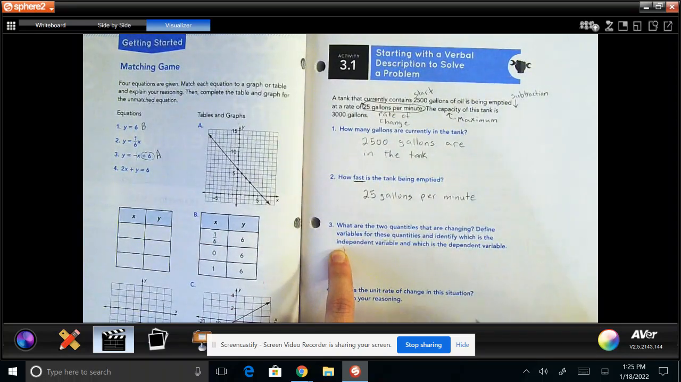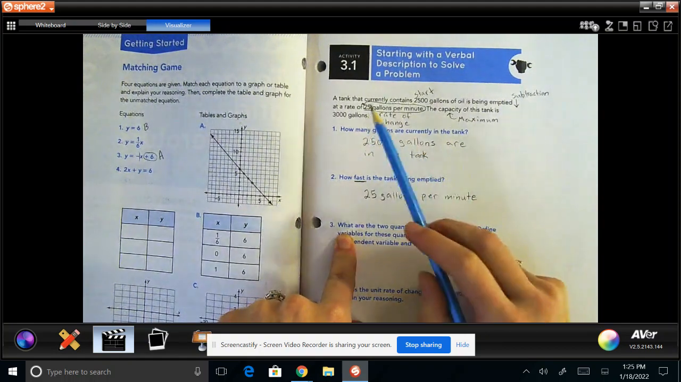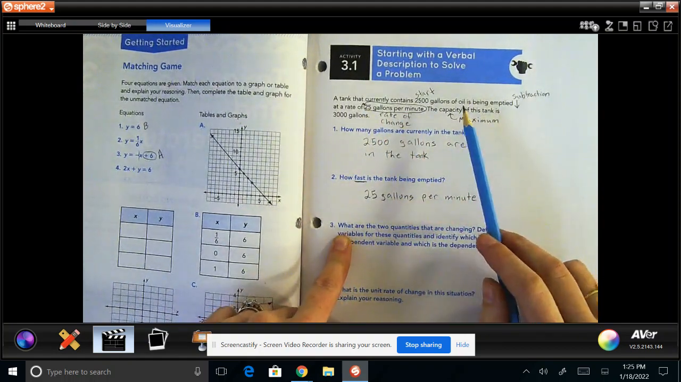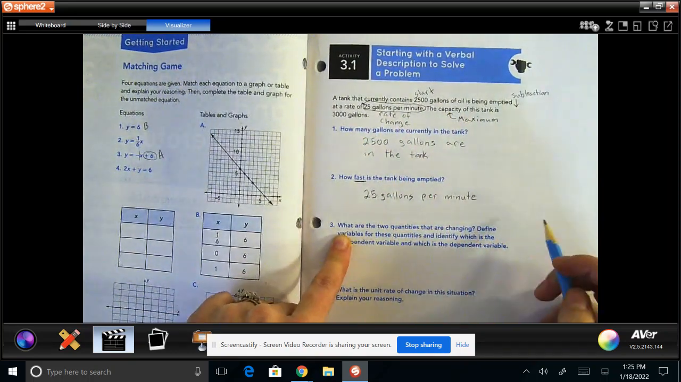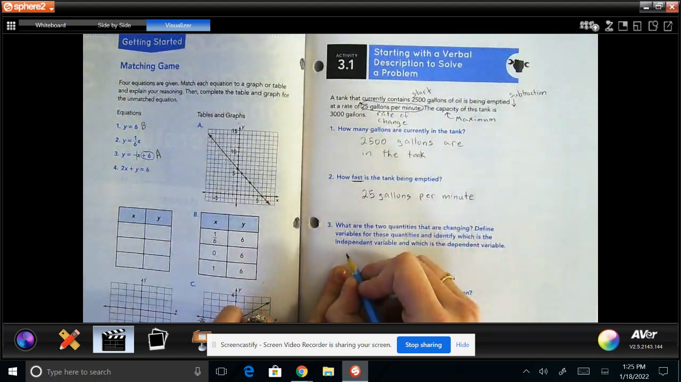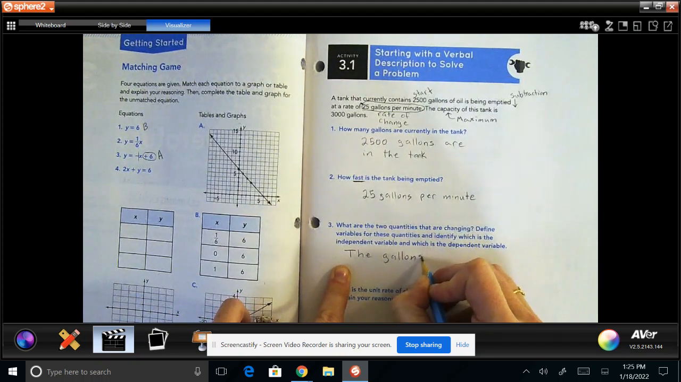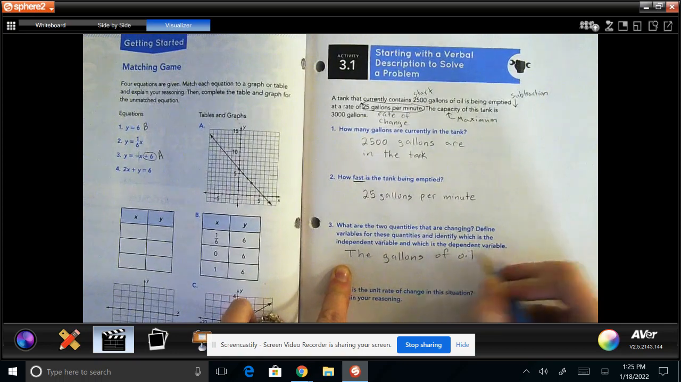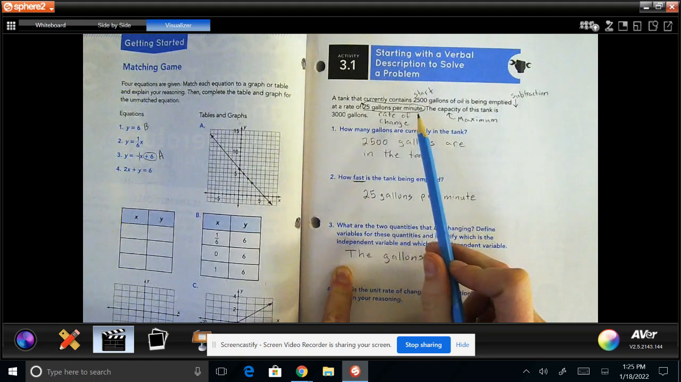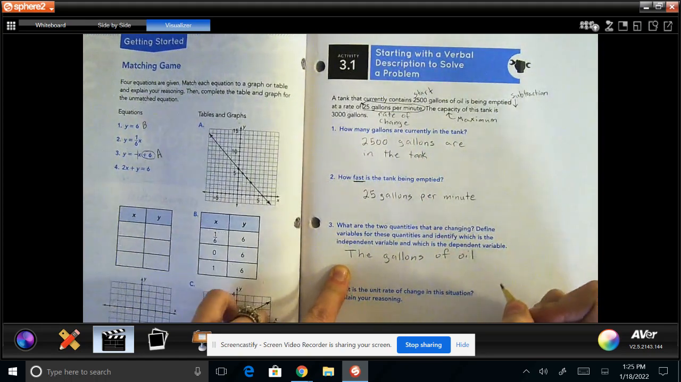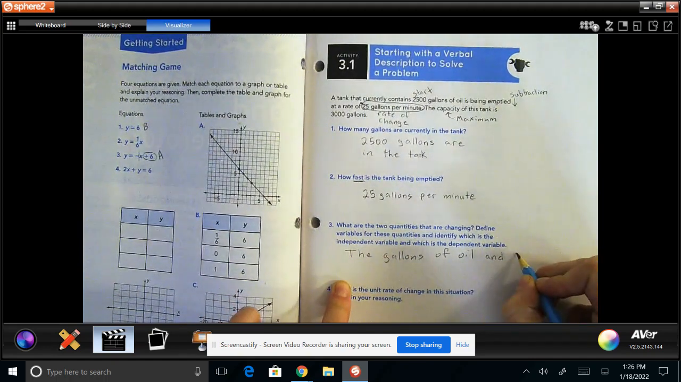Number 3, what are the two quantities that are changing? So the two things that are going to be changing, thinking about the situation, well, the number of gallons in the tank is going to be changing. So the amount of oil in the tank, the gallons of oil. What else is going to be changing? Well, I see minutes, so that's a measurement of time. So time is going to be changing. So the gallons of oil and the time passing.